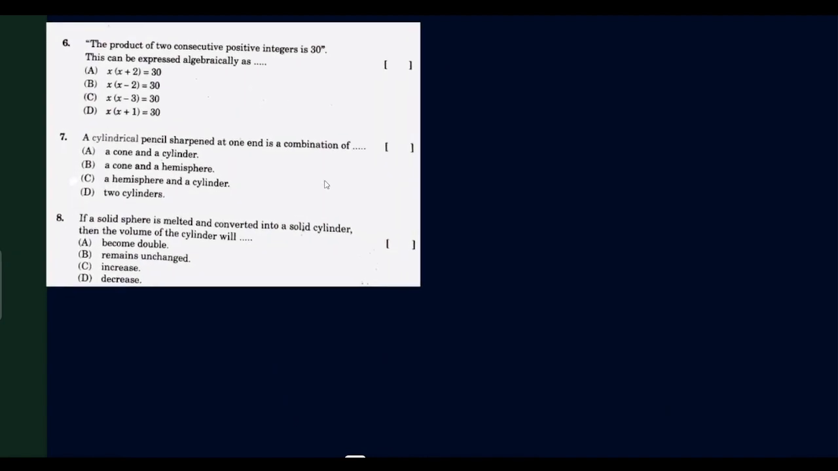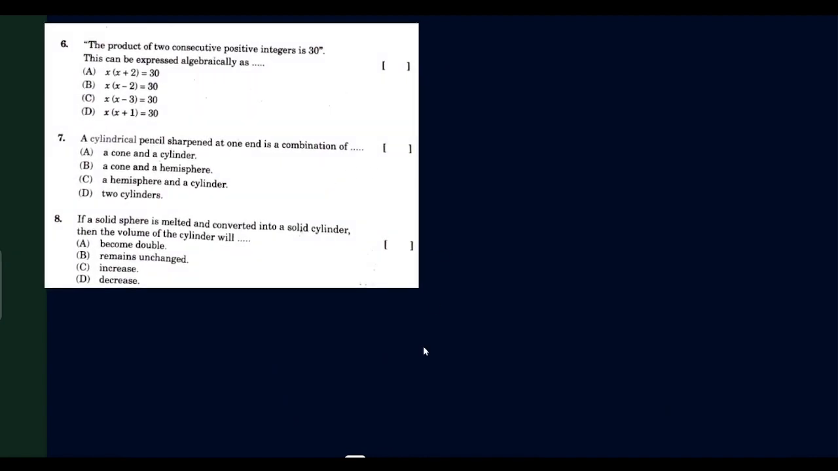Yes, here they have asked: the product of two consecutive positive numbers is 30. This can be expressed algebraically as, the product of consecutive numbers, right? Consecutive numbers means one after the other. x into x plus 1 is equal to 30. So that is nothing but option D. Got it?